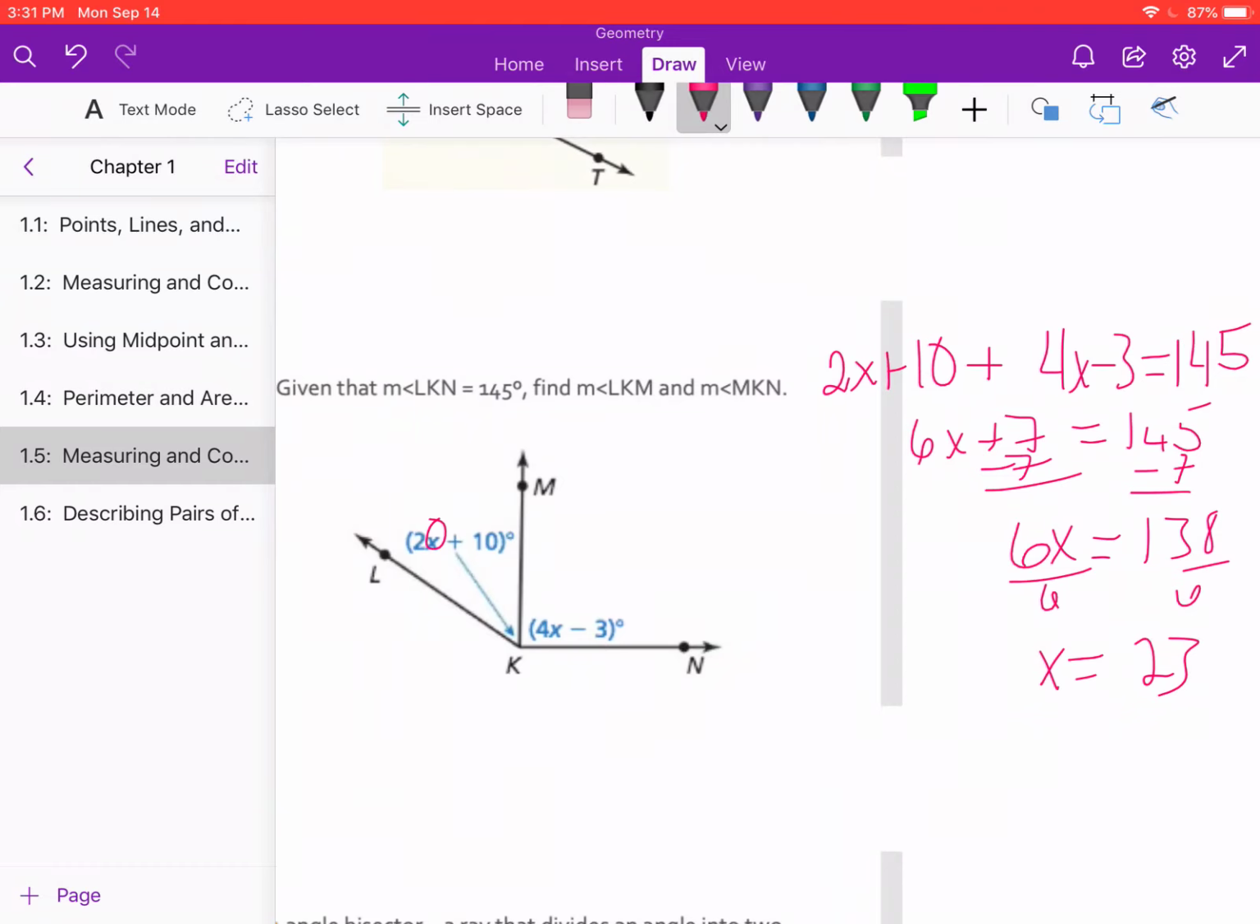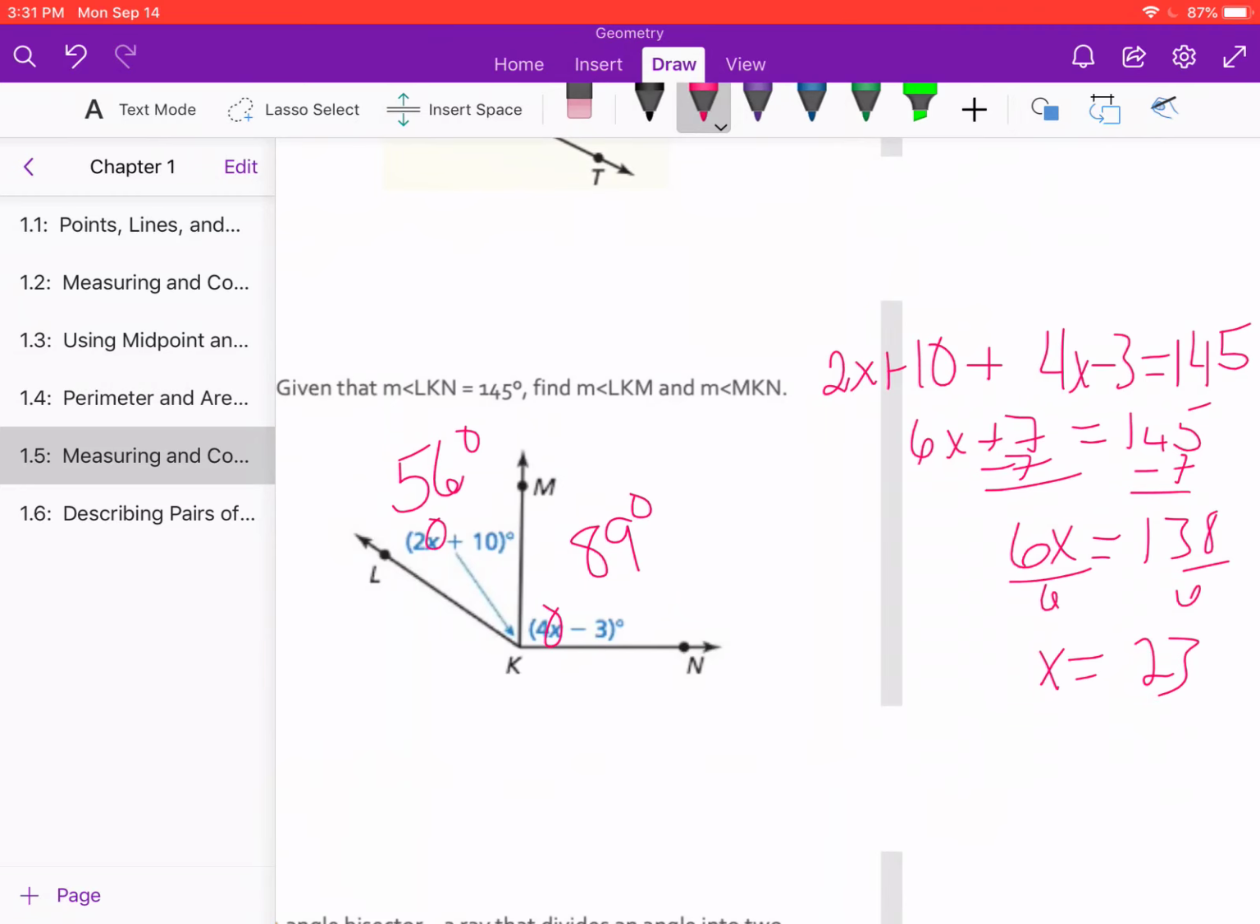So now we're going to plug in x here and here to find the measures of the smaller angles. 2 times 23 is 46. 46 plus 10 is 56 degrees over here. 4 times 23 is 92. Minus 3, 92 minus 3 is 89.